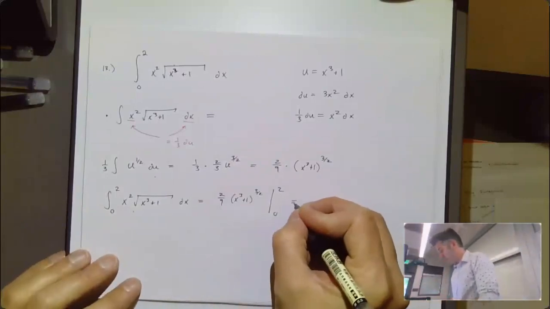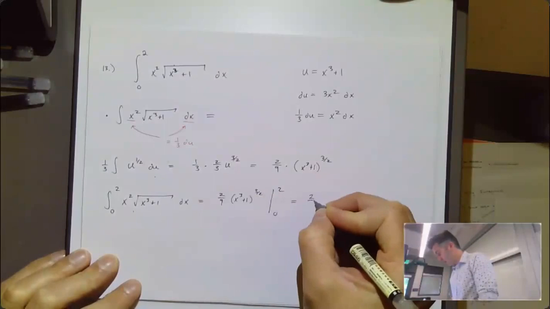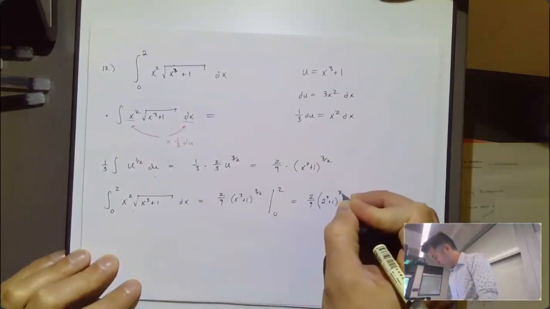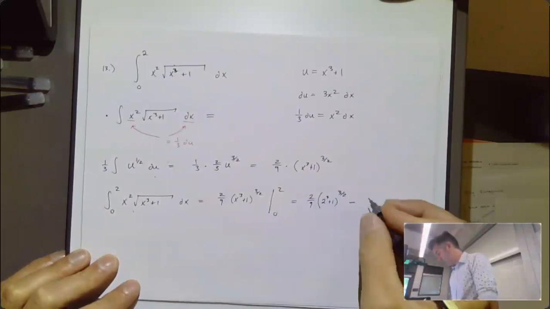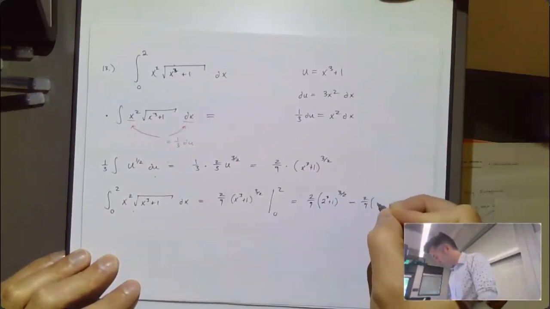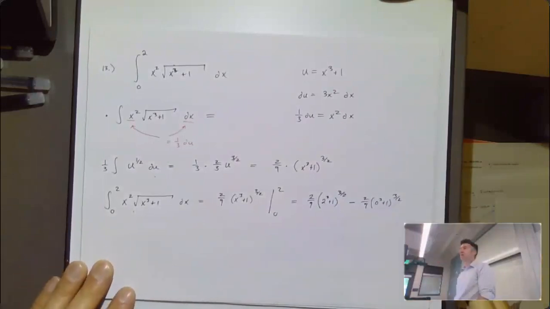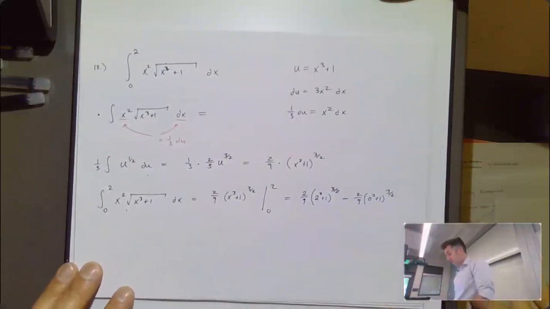And then we plug in the 2. We get 2/9 times 2 cubed plus 1 to the 3/2 minus we plug in the 0. And we get 2/9 times 0 cubed plus 1 to the 3/2. This does simplify decently well.